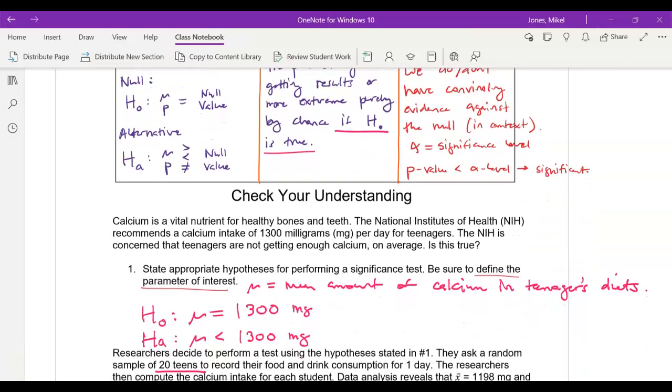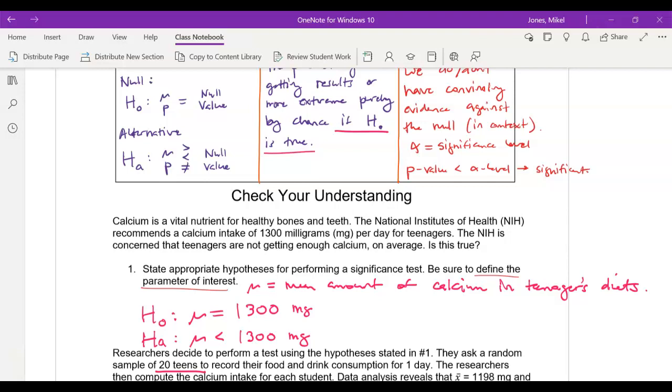Okay, so the hypotheses for performing the significance test, make sure that you define the parameter of interest. The parameter here is the mean. So mu is equal to the mean amount of calcium in teenagers' diets. The null hypothesis is the status quo, the dull hypothesis. It's that students are getting enough calcium, okay? So mu would be equal to 1,300 milligrams. If you want, you can put the milligram piece in the definition of the parameter of interest, or you can leave it in the hypotheses. It doesn't matter as long as your units of measurement are somewhere in the problem.